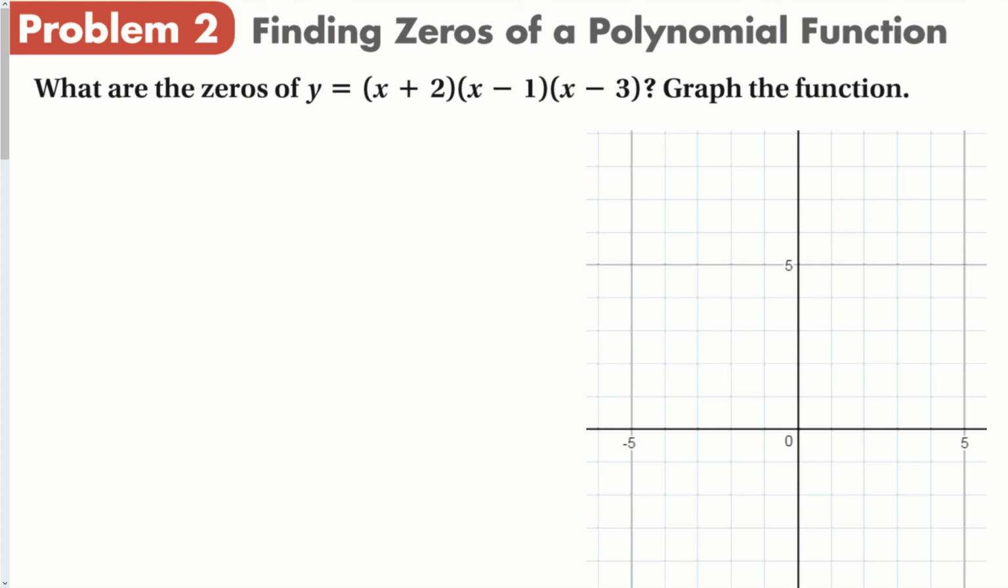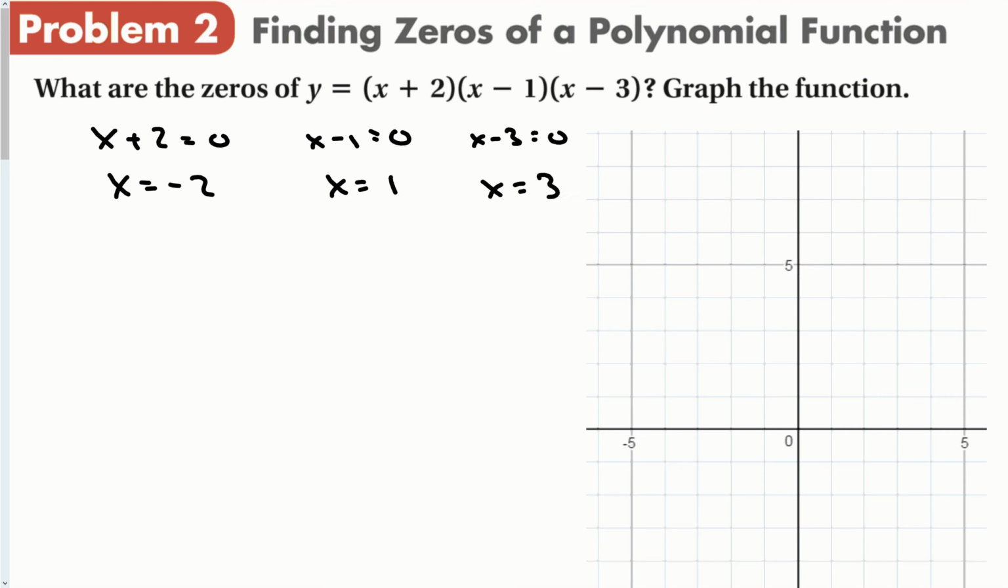Okay. So what are the zeros of this polynomial? And to start with, it's factored already. So the hard part's already done. All we need to do now is use the zero product property, set each factor equal to 0. So x is equal to -2, x is equal to 1, and x is equal to 3.